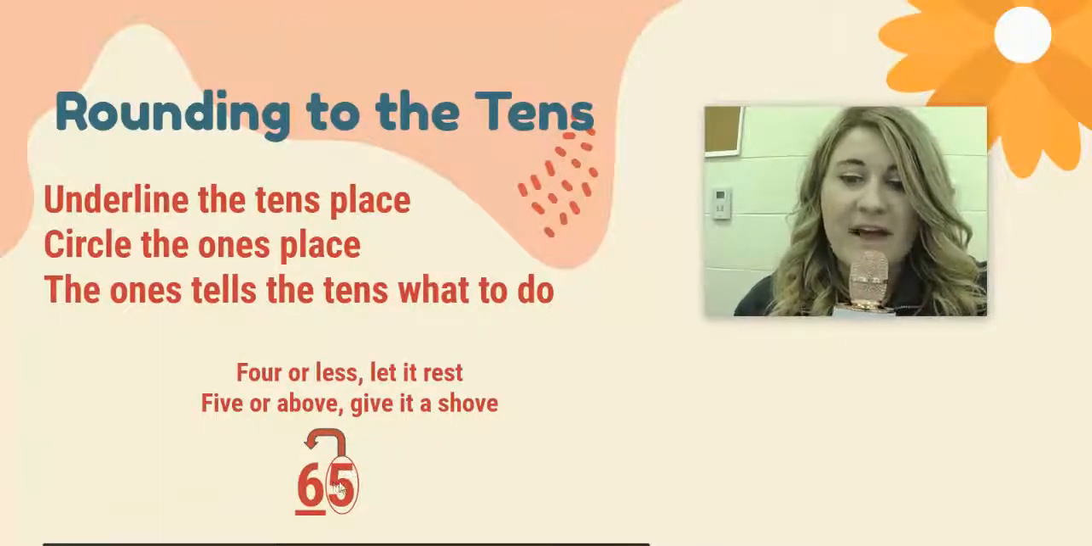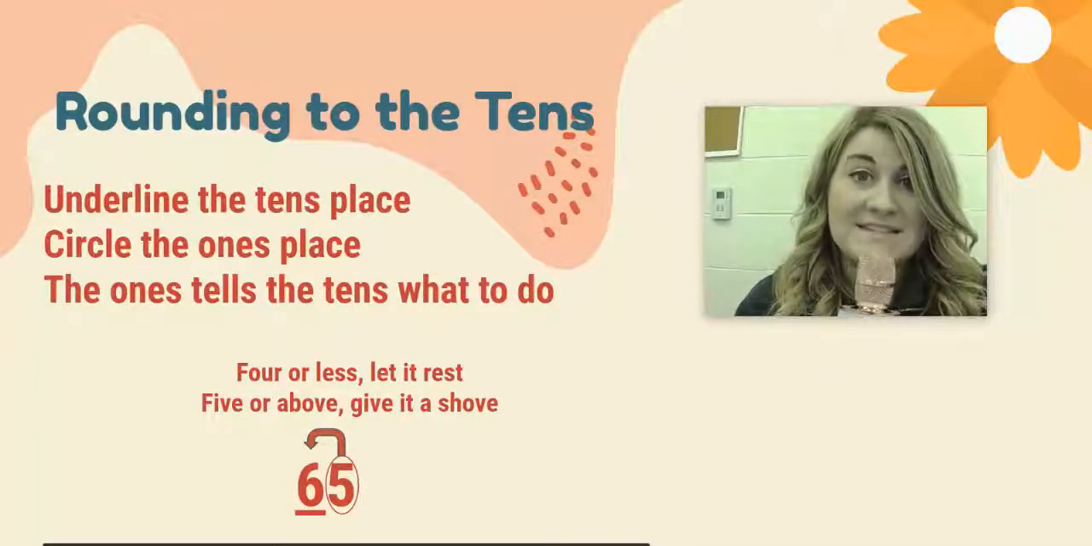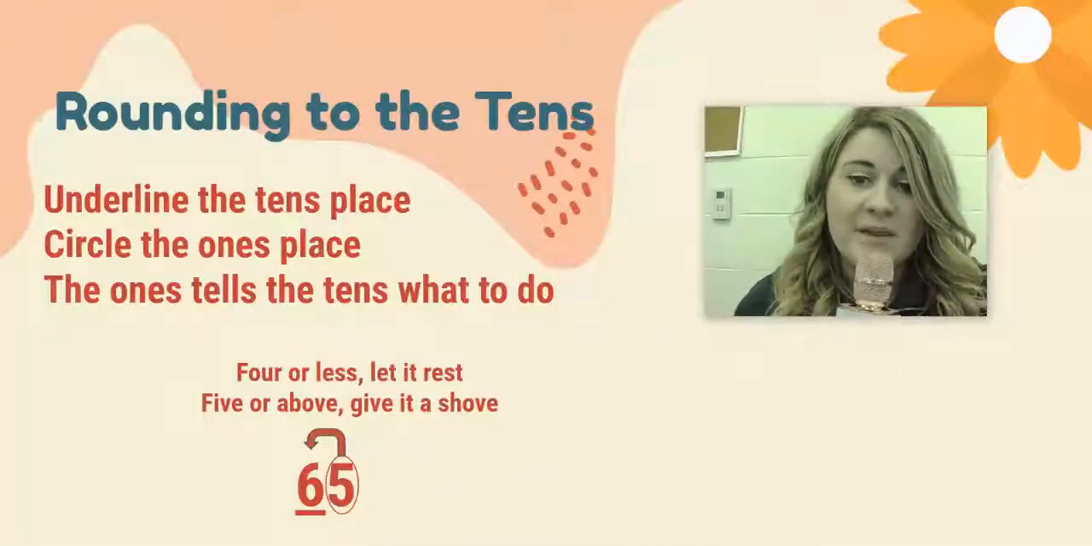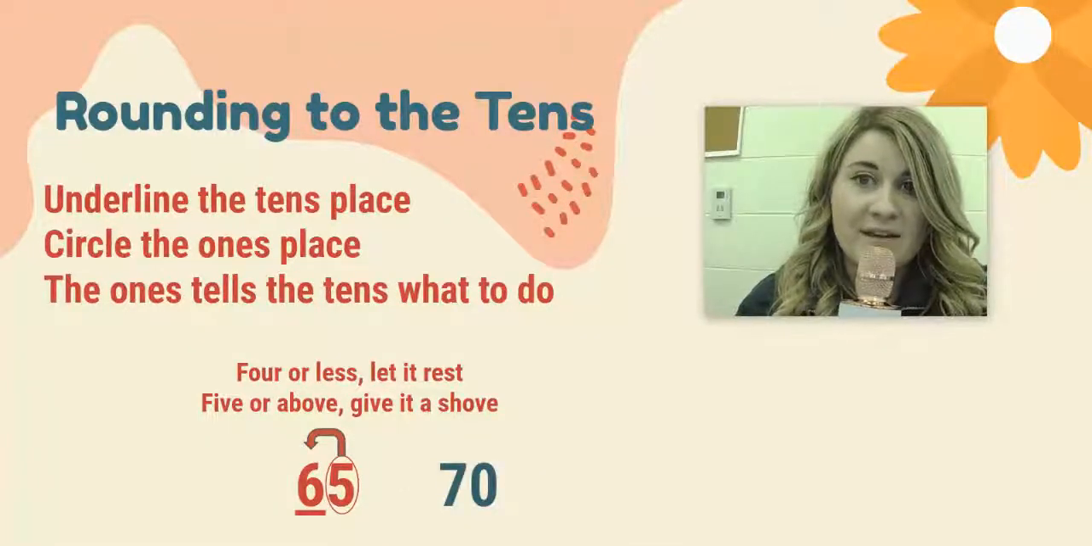So this is a 5, so this is 5 or above, so it's going to tell the 6 to shove up to a 7. And then the number that is circled becomes a 0 because we are rounding to the nearest tens. And if you think about the number 10, it ends in a 0. So it would round to 70, okay?